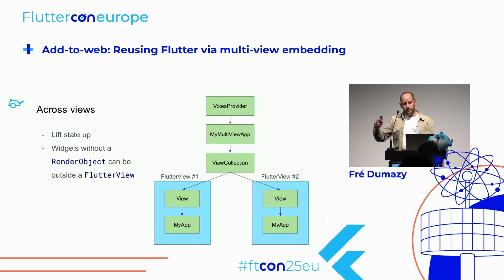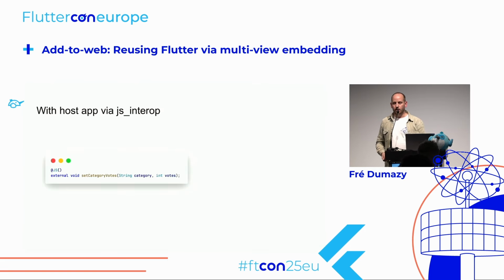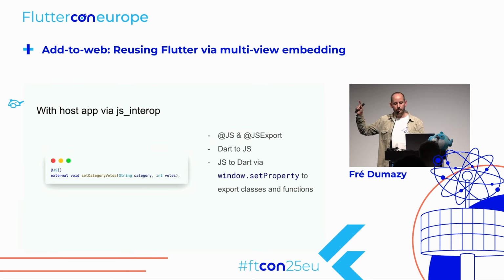We also saw sharing the state, or communicating it back to the host application. This happens via JS interop. You can use the @JS or @JSExport annotations. I won't go into that too deep, but you can basically go from Dart to JavaScript, and from JavaScript to Dart, by actually in Dart setting a new class or function onto the window, and then you can just call that. But this is a separate subject. I won't go into this any further.